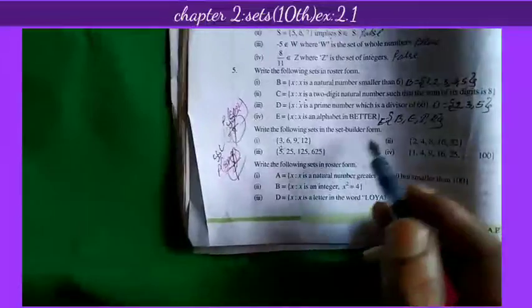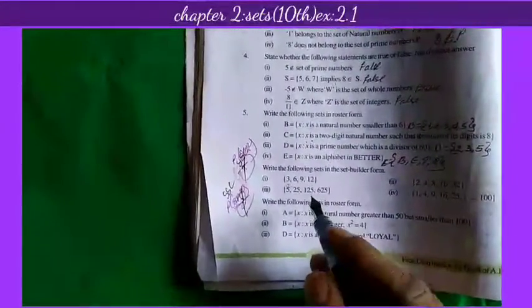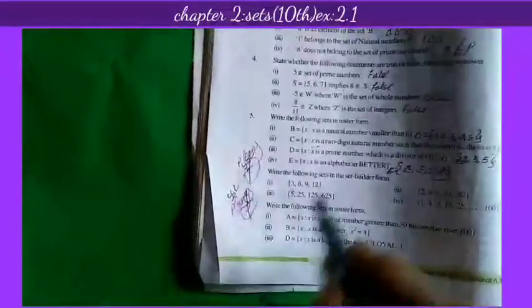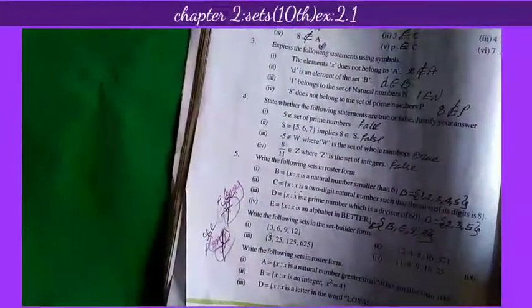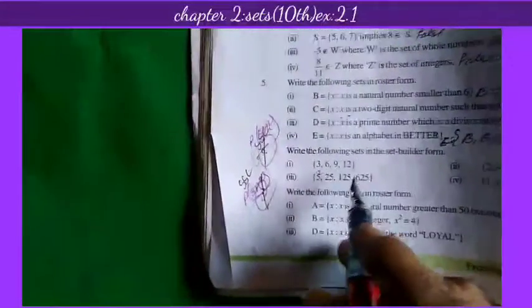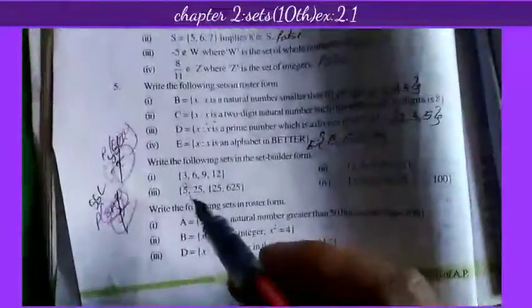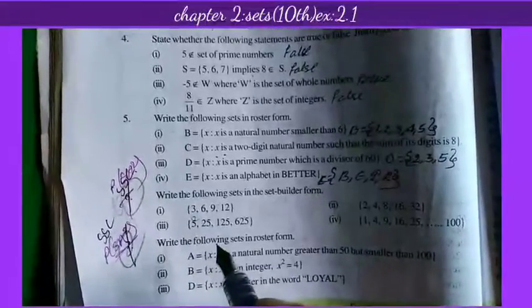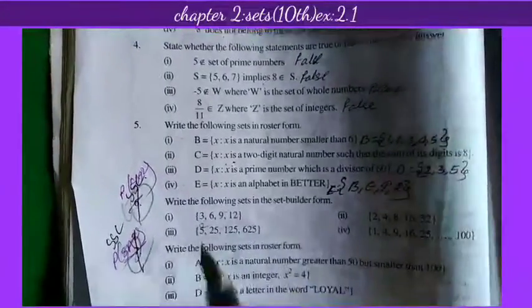Coming to the sixth question, write the following sets in set builder form. Set builder form means here we have to find the common property in the elements. So coming to the first question, the set of 3, 6, 9, 12. Yes, we clearly see that these are the multiples of 3 up to 12. That means they are multiples of 3 less than 13.